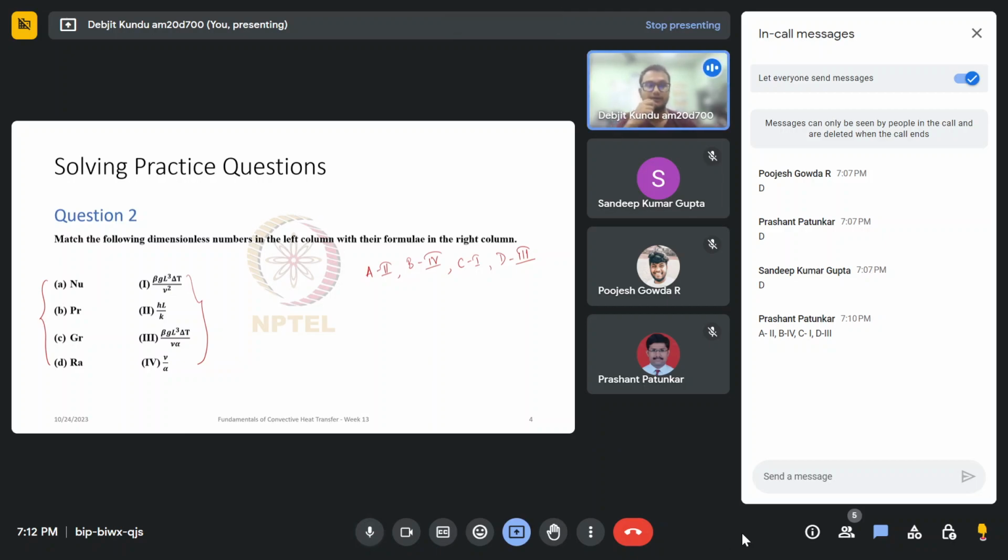Let's see if we can get any more responses. Okay, we have another one telling that it should be, sorry, once again, what is happening every time? So A1, B4, C1, and D2.